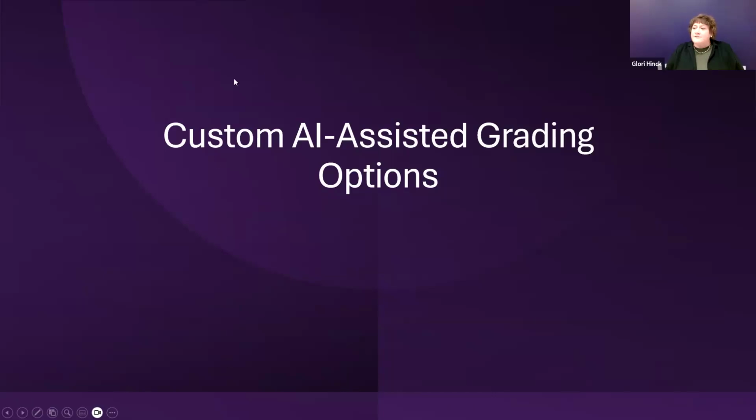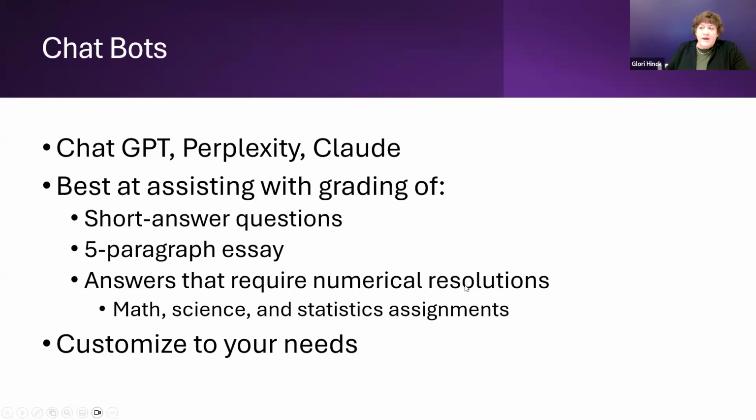All right. So we're going to talk a little bit about custom AI assisted grading options, which is what you're chatting about right now. Everybody's heard the term chatbot: ChatGPT, Perplexity, Claude. What the research currently says is that they're best at assisting with grading of short answer questions, of what they call a 5-paragraph essay, and answers that require numerical resolutions. And you can customize them to your need. You can create a GPT that you can use for your course to do a lot of different things.